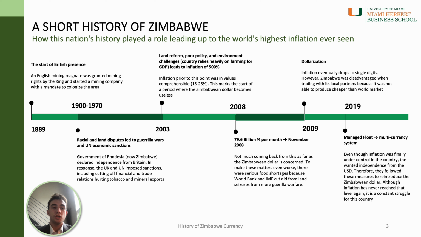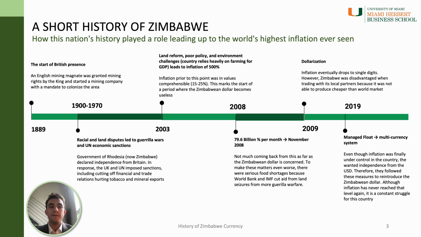From 1900 to 1970, there were racial and land disputes, which led to guerrilla wars, and this evidently led to the UN putting on economic sanctions. This plays a very important role in where inflation starts, though there's not a lot of data, since this is at an older time period and a smaller country. It's been reported to be around 15 to 25%.